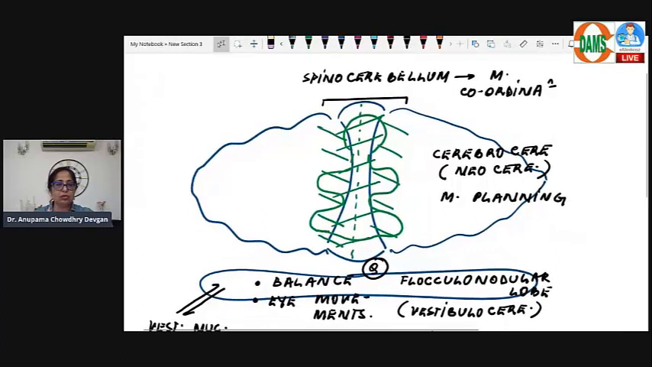You've got the flocculonodular lobe, or the vestibulocerebellum, which has got direct to and fro connections with the vestibular nuclei in the medulla. Flocculonodular lobe is involved in balance and eye movements. Spinocerebellum is involved in motor coordination. The part of the spinocerebellum in the midline is meant for coordination of axial muscles. The lateral part is involved in coordination of distal muscles. Cerebrocerebellum, or the neocerebellum, is involved in motor planning. So three parts.